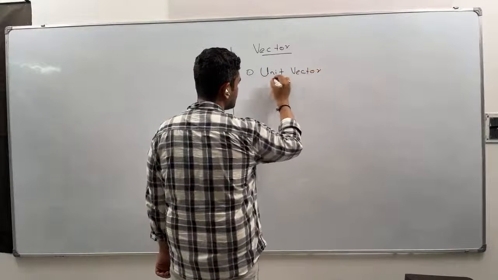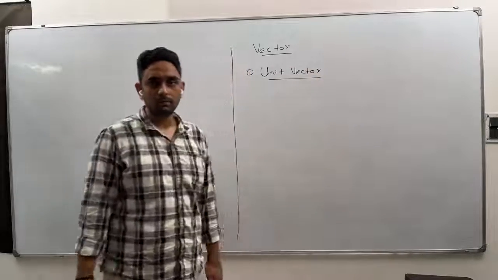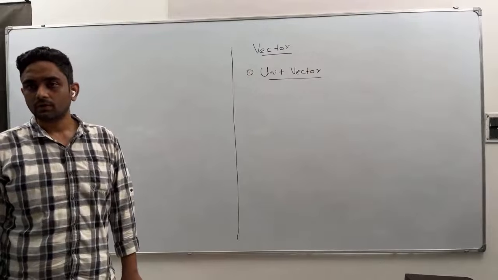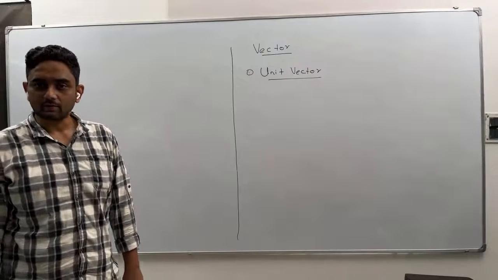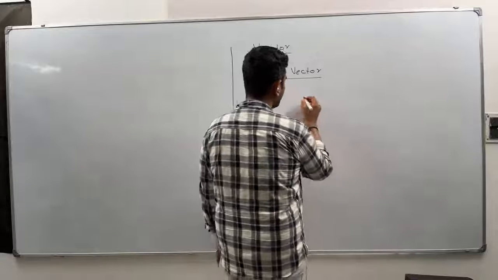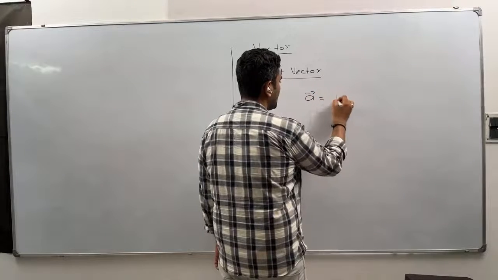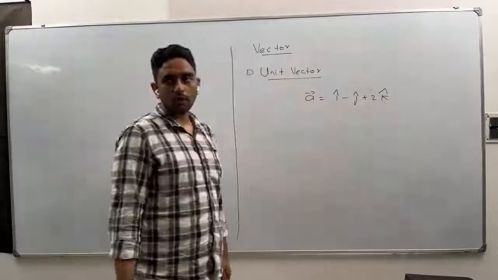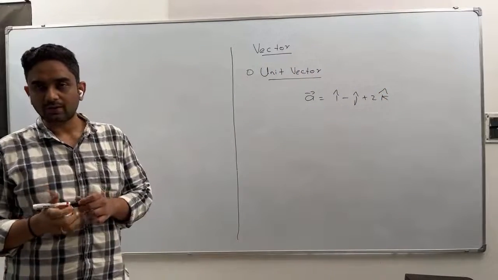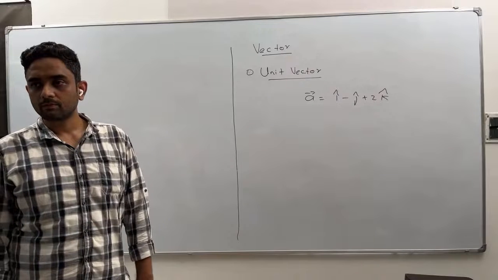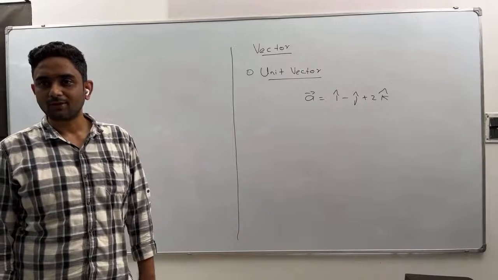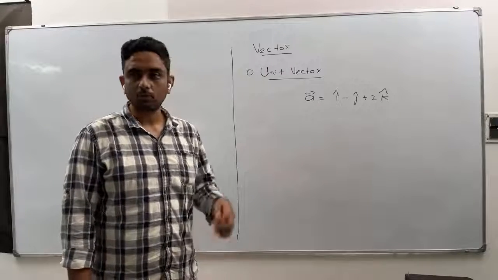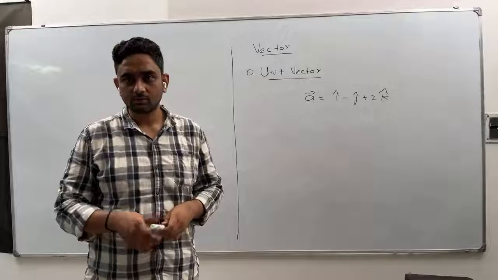Christian, what is unit vector? Yeah. So a vector whose mod is 1, magnitude is 1, that's a unit vector. So let us say if I give you a vector, we are calling a vector A as I cap minus j cap plus 2k cap. So what will be its unit vector or unit vector along A? Yeah, we have to divide with the mod. So mod will be root 6.